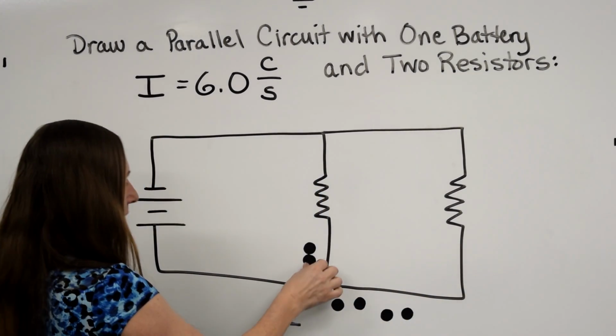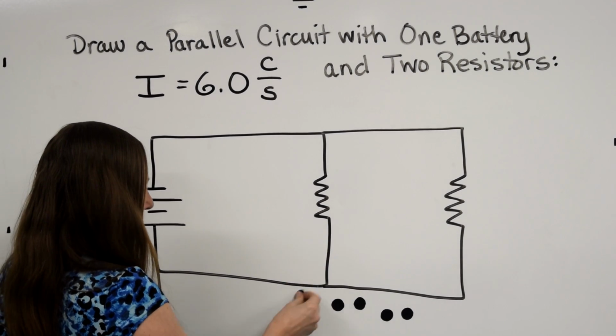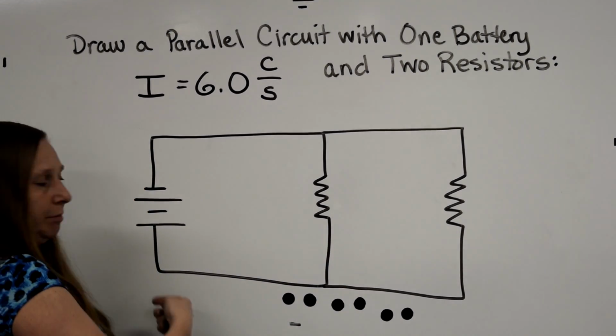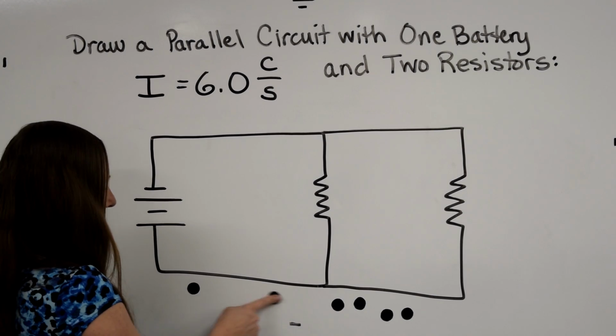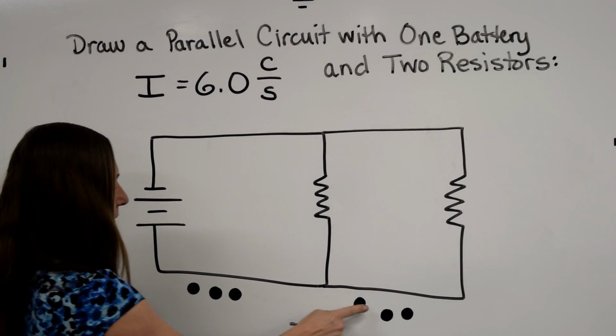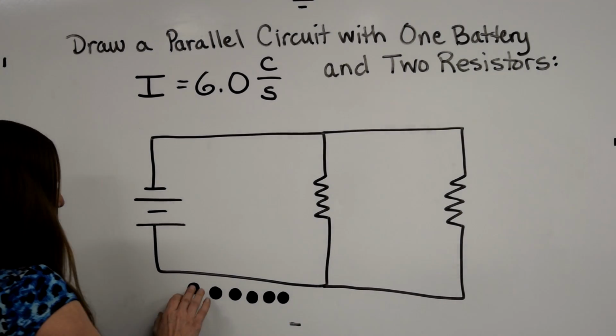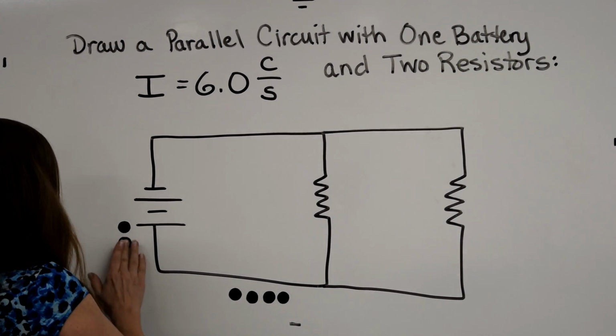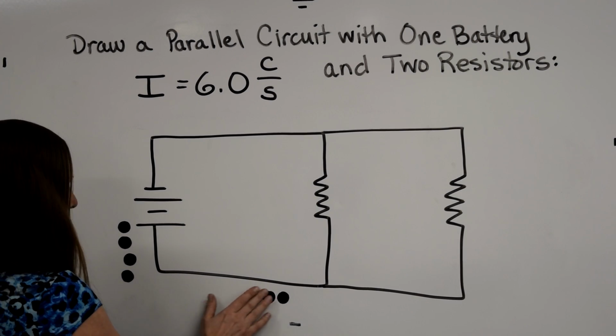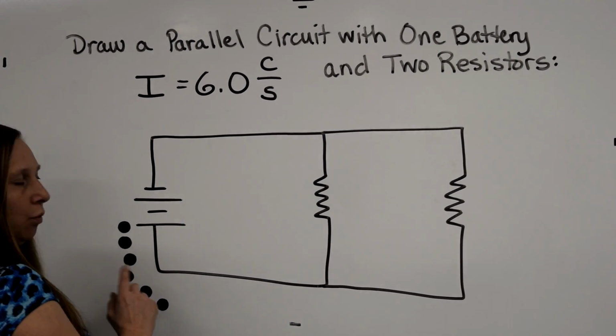So in this wire here, we've got 4 coulombs per second. 1, 2, 3, 4. And right here, we've got the 2 coulombs, everybody's going back to the battery. And once they get to this section of wire here, we're back to 6 coulombs per second going through this section here. And those coulombs go back to the battery, and around they go again. We'll do it one more time.